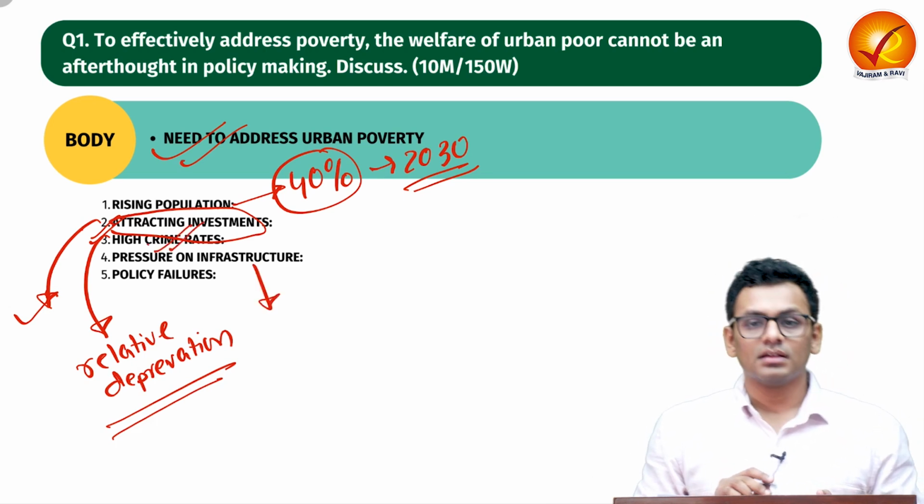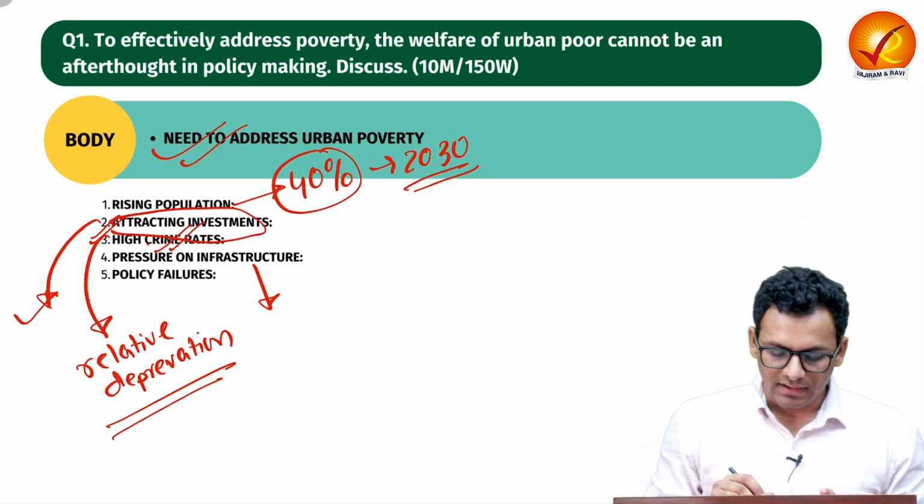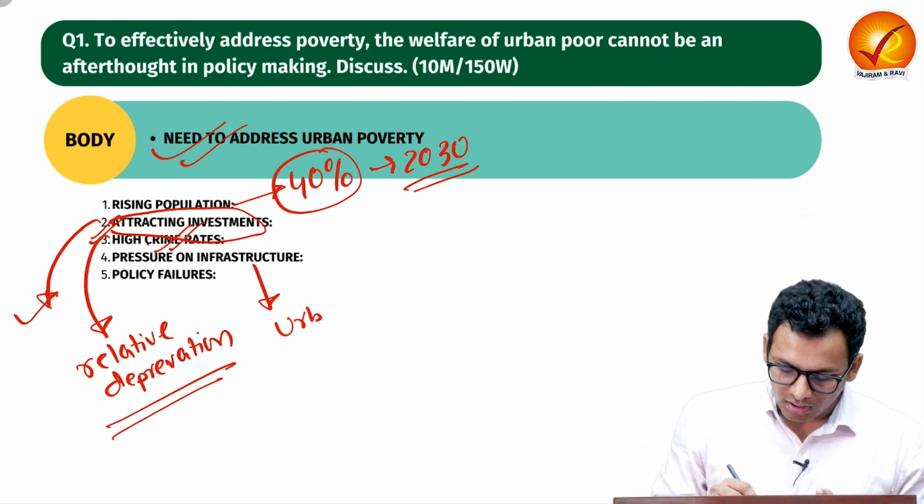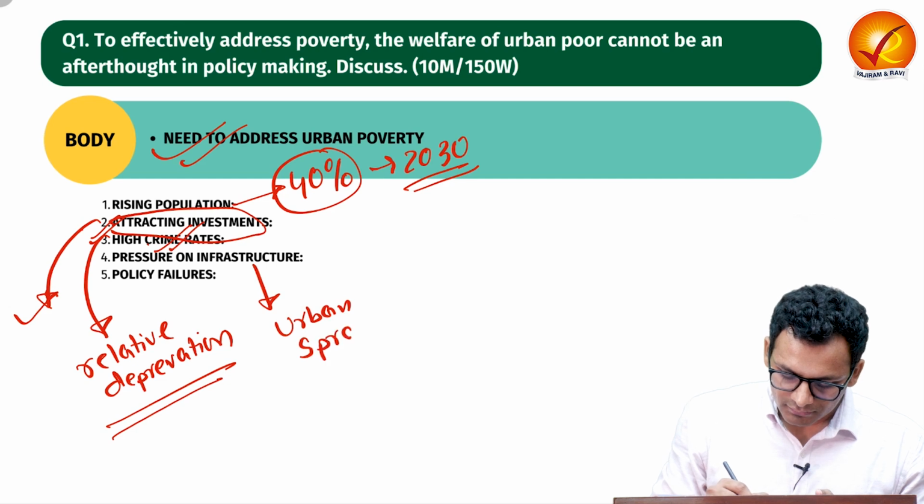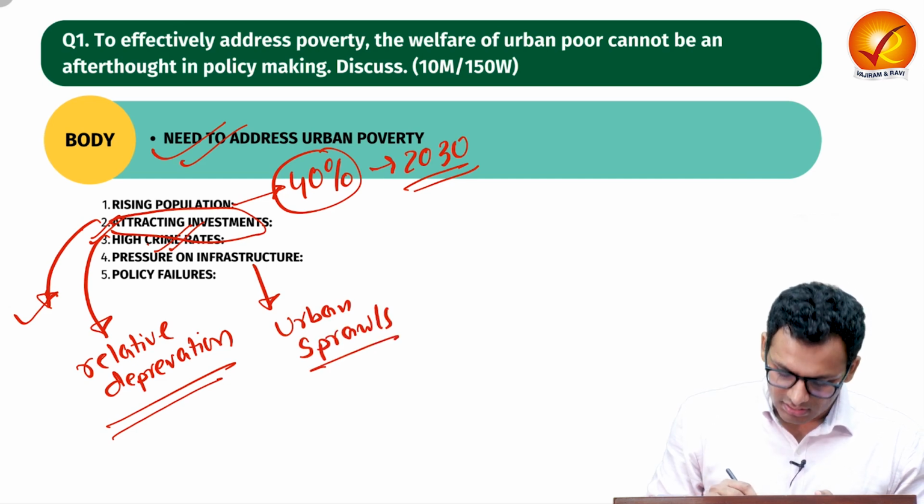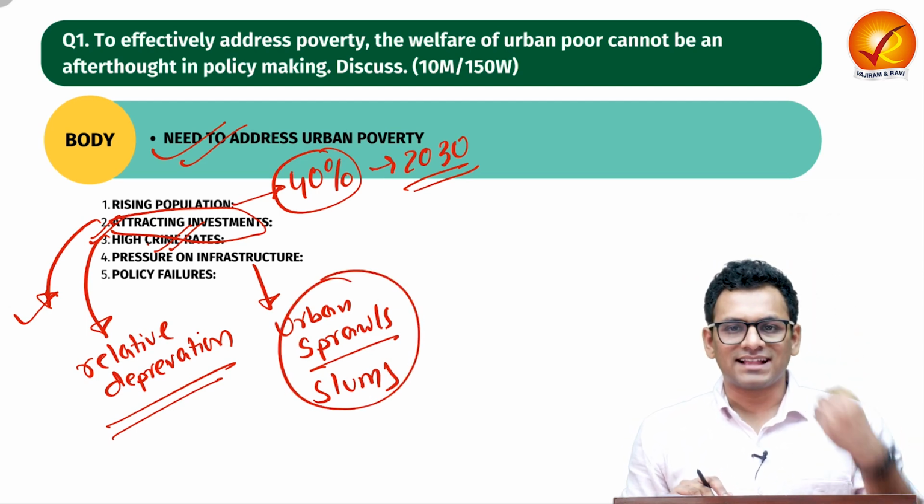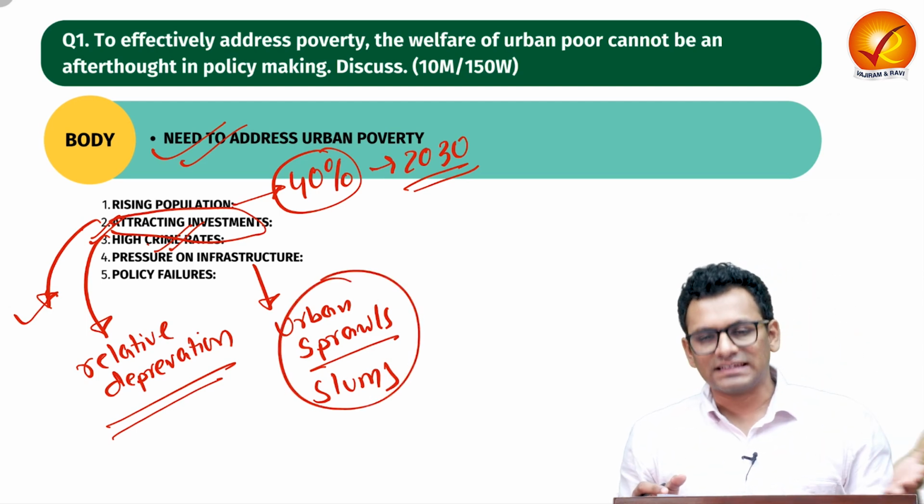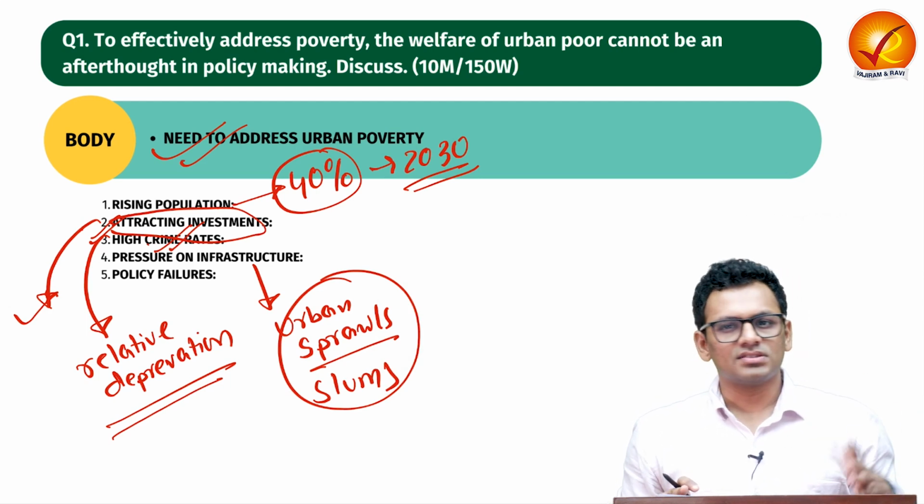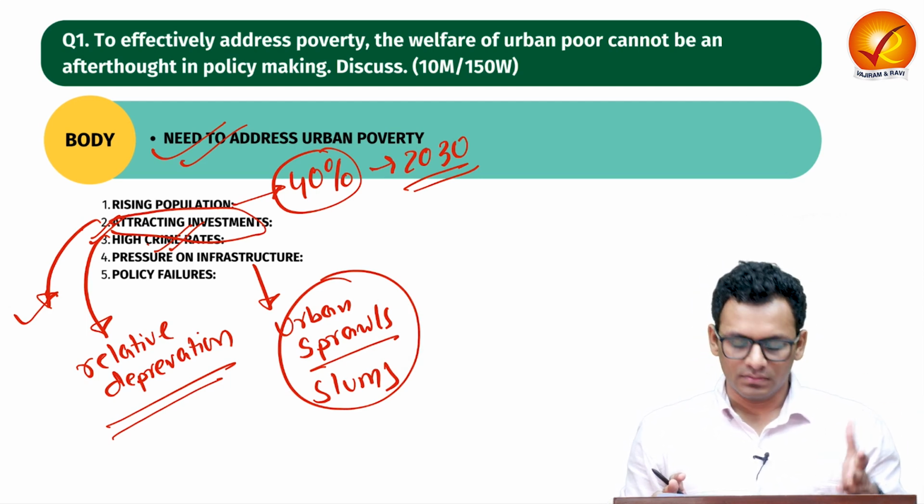We have also seen pressure on infrastructure. We have seen proliferation of urban sprawls, slums, and they directly impact access to various basic needs, and thus it perpetuates into urban poverty.